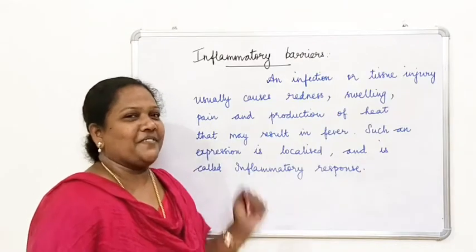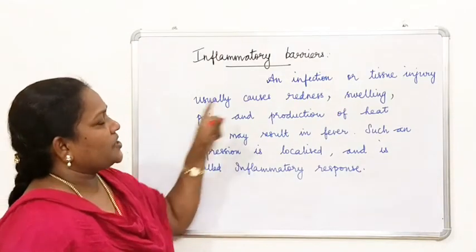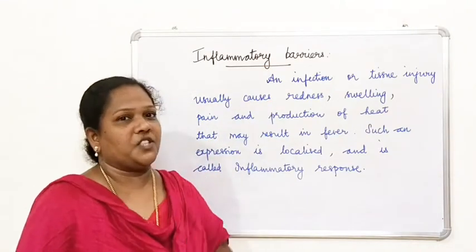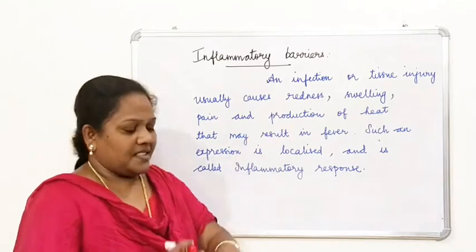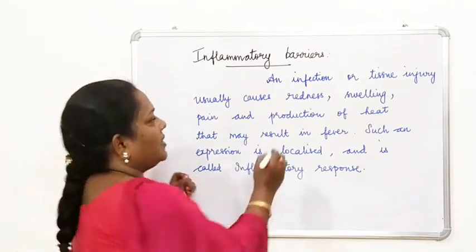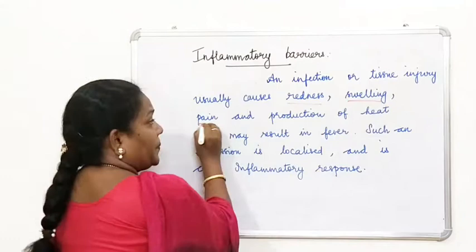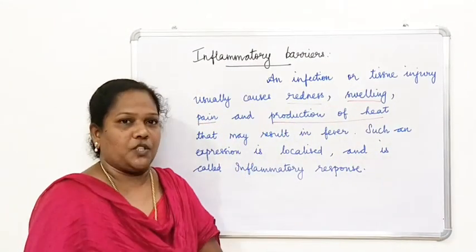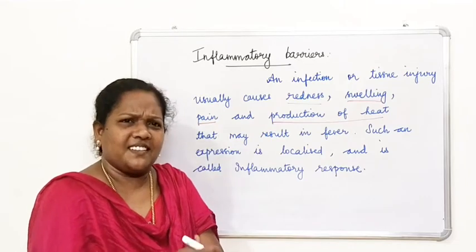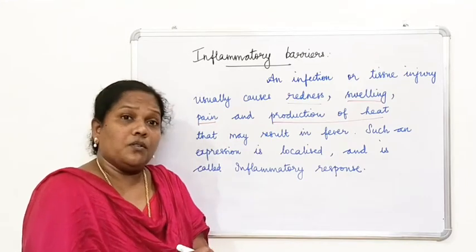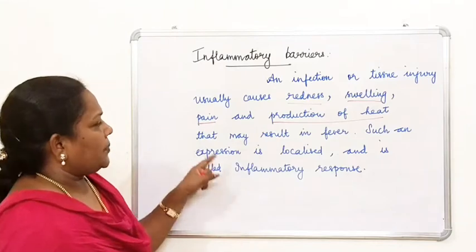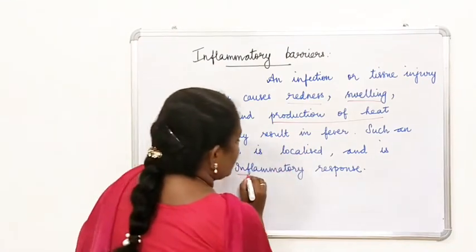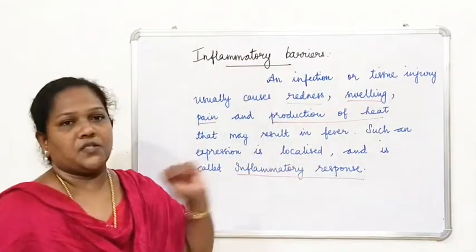And the last barrier is the inflammatory barrier. Here, an infection or tissue injury usually causes redness. You would have heard about the word inflammation, right? If there is a hurt, normally you'll have redness, then swelling, right? And then pain and production of heat. All those symptoms are called inflammation, right? So that may result in fever. Such a response is localized, and you call this type of response the inflammatory response.